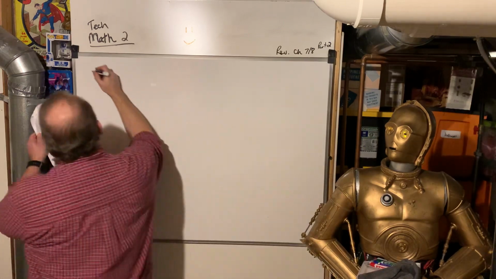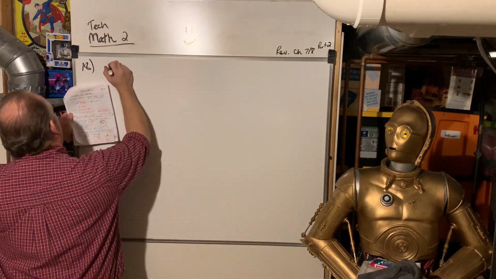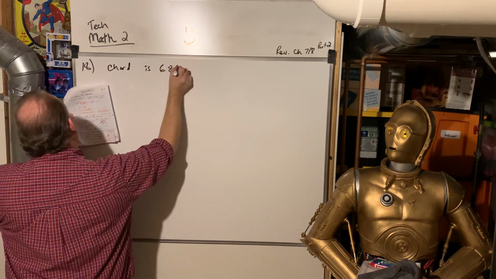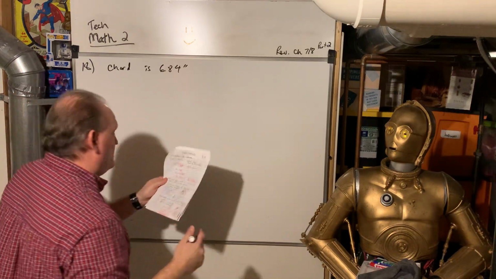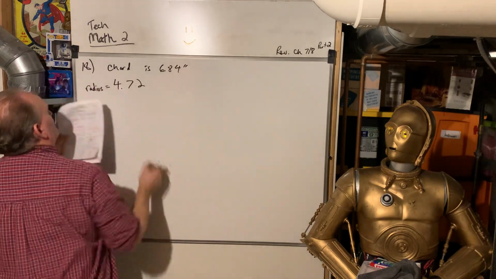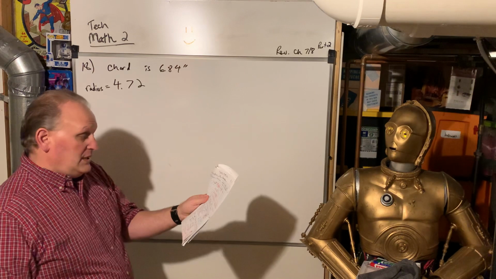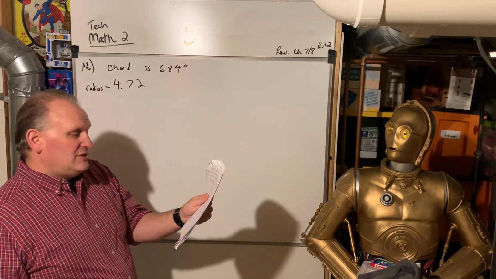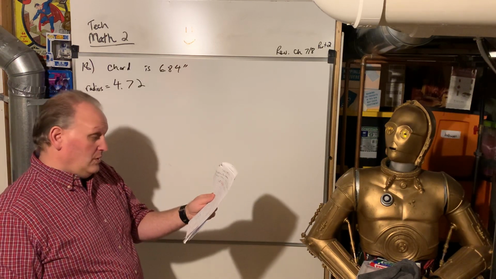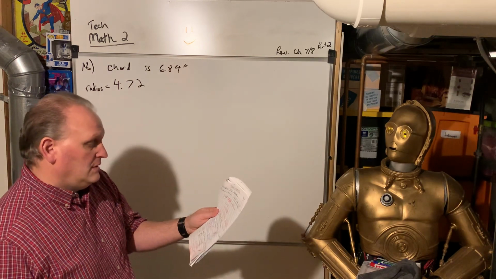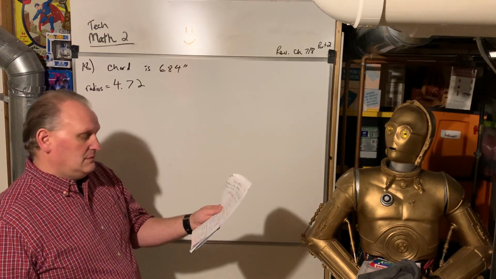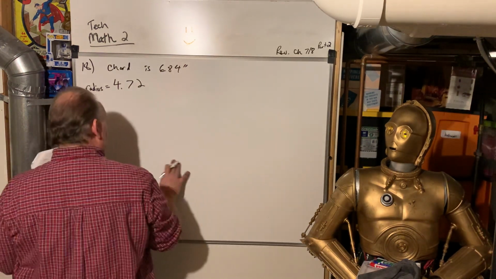Okay, so keep going. A chord length is 6.84 inches, and a circle with a radius of 4.72 inches. Find the following: the perpendicular distance from the center of the circle to the chord, and the depth of the chord. All right, let's do it.